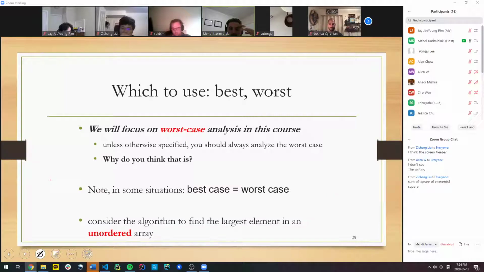Consider the algorithm to find the largest element in an unordered array. You never know what the best case and what the worst case is, because the array is not ordered. You don't know where your largest element is located, at what index. So you still have to walk through all the elements. You wouldn't know which one is the best case and which is the worst case. The best case is essentially the worst case. You're just tossing a coin to see which index has the largest element in an unordered array.